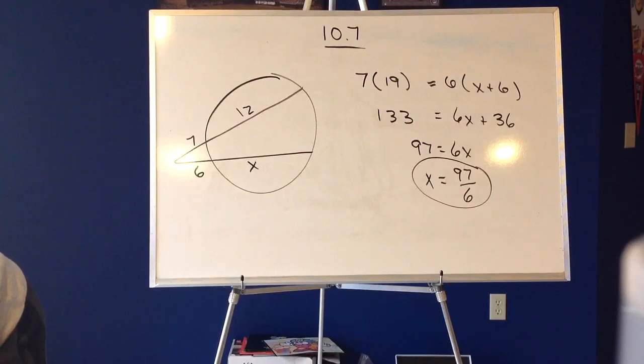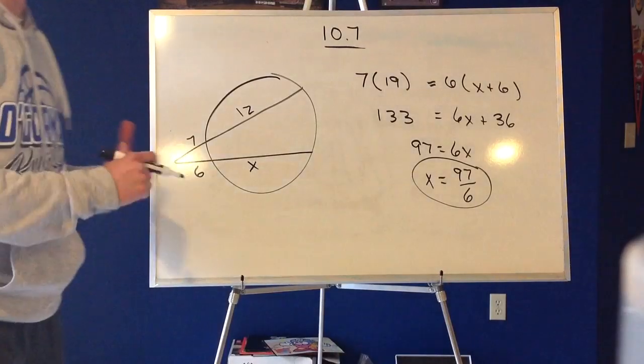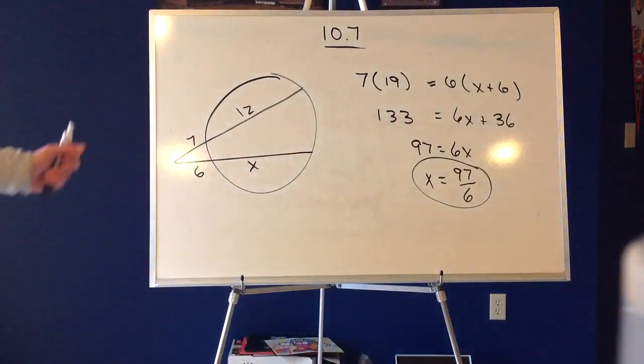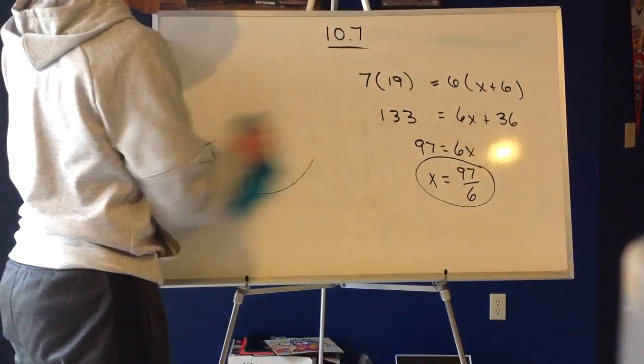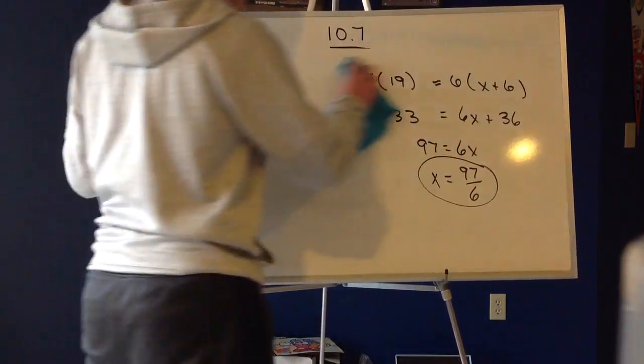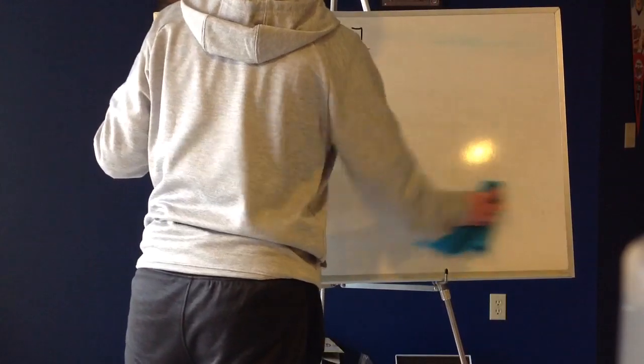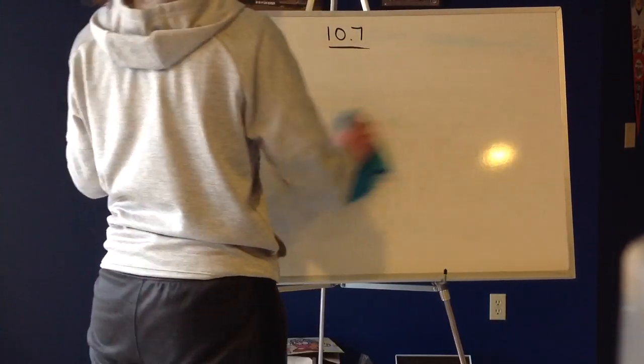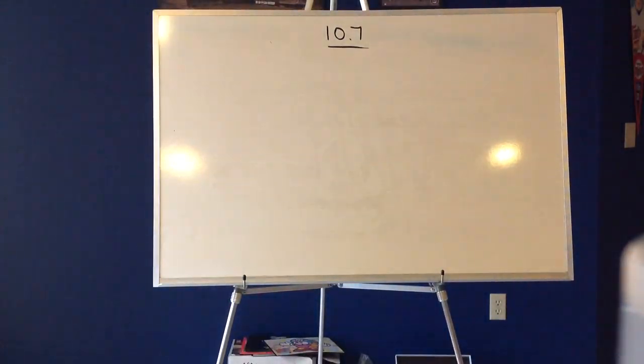Okay, the last situation we're going to talk about is what if we have a secant with a tangent. We've actually already done two tangents before. The two tangents we did in section 10.5, I believe it was, because if you have two tangents, they're just equal to each other, so we just set those equal. But what happens if we have a tangent and a secant?